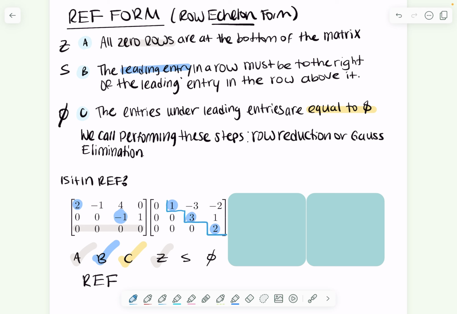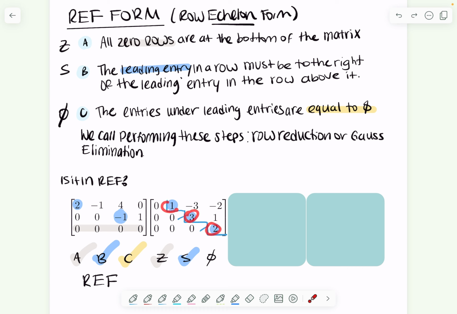And then if these are just 1, 1, then it passes the staircase hack. Ideally, what this proves is that every leading entry in a row must be to the right of the leading entry in the row above it. And we can check. Is this leading entry to the right of the leading entry in the row above it? Yes. Is this one? Yes. And then this one is not applicable because there is no leading entry above it.